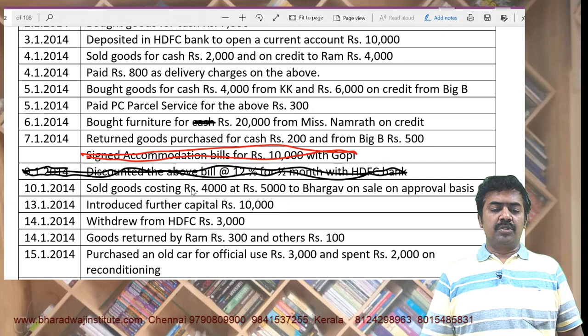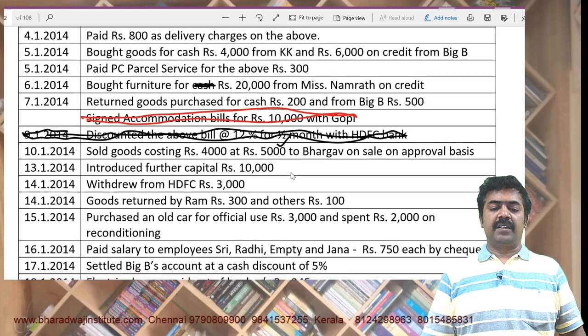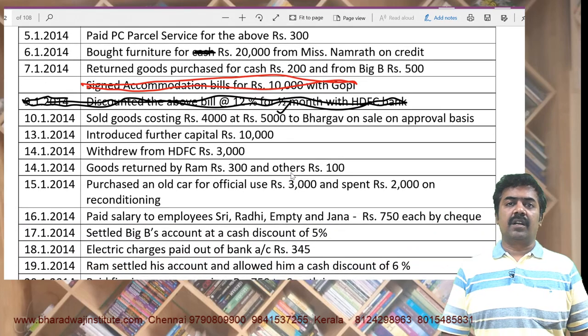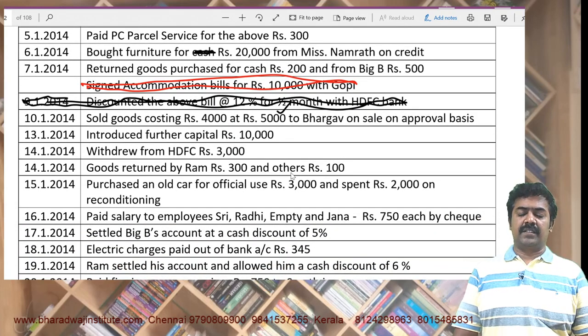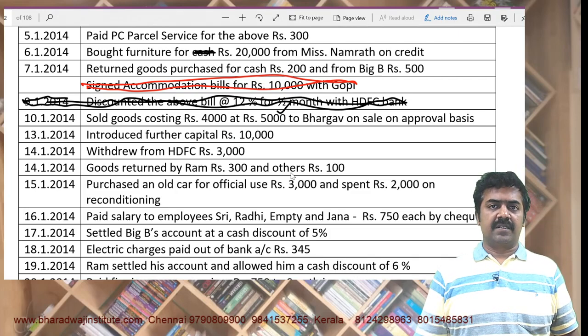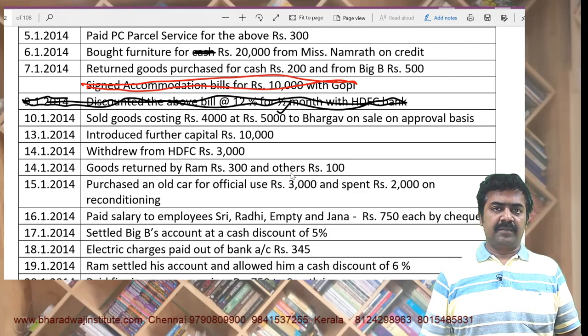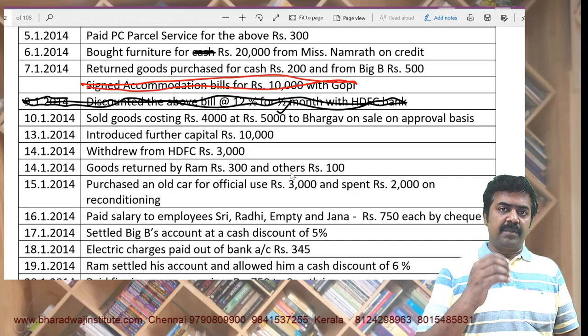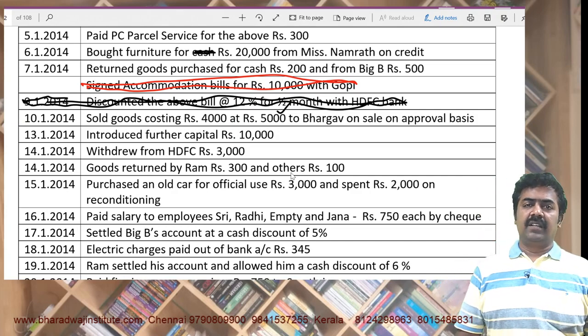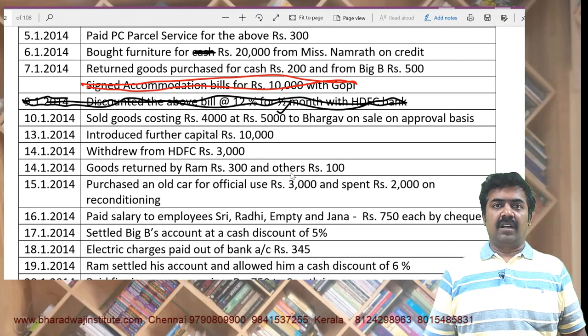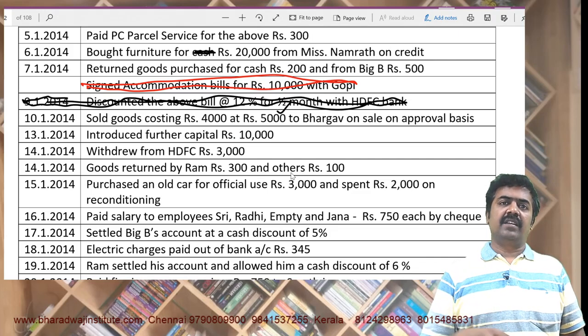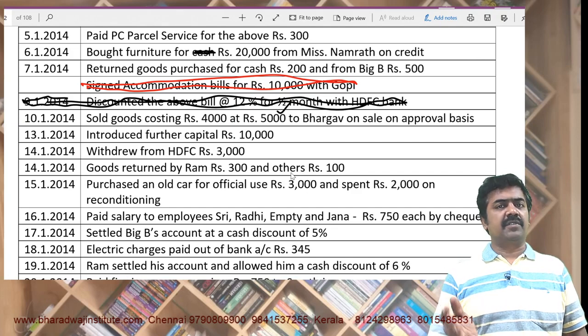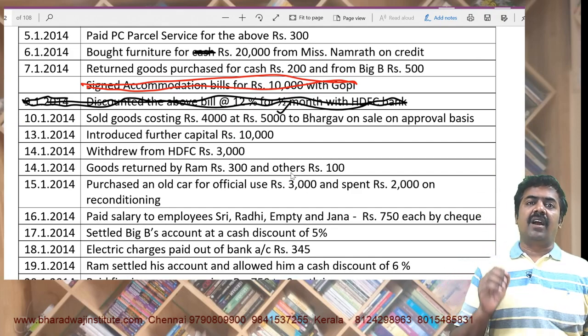Then, sold goods costing 4,000 at rupees 5,000 to Bhargav on sale on approval basis. We are selling the goods to Bhargav on sale on approval basis. What do you mean by sale on approval basis? Goods are given to the customer. If the customer approves, it becomes a sale. For example, water purifier people or vacuum cleaner people will come to your home and tell you, sir, use this vacuum cleaner for about 5 days. If you are satisfied, accept the goods, then pay cash. Otherwise, you can return it. This is called a sale on approval basis.